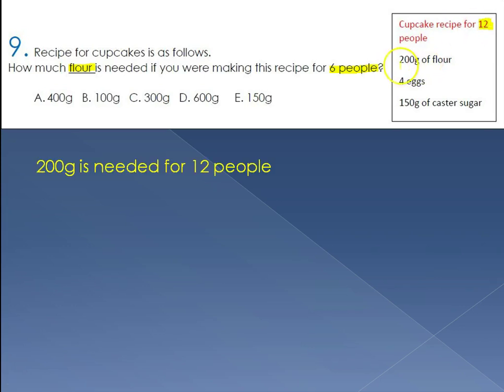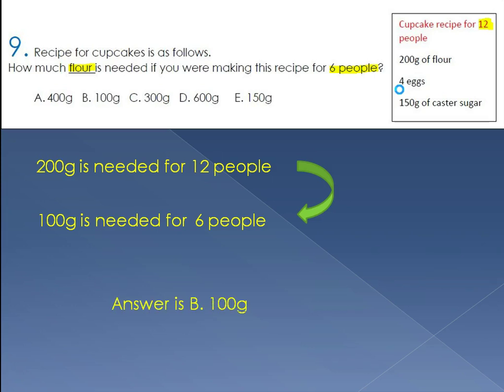200 grams, we know from here, is needed for 12 people. 6 people, so what's the relationship between the 6 and 12? 6 is half of 12, so that means you'll need half the ingredients if you're only making it for 6 people. So if 200 grams of flour is needed for 12, you will need 100 grams for 6 people. You're halving the recipe down. Like that, if they said, as you see here, 4 eggs is needed for 12 people, how many eggs are needed for 6 people? Well, half that again. So the answer for that one is B, 100 grams.